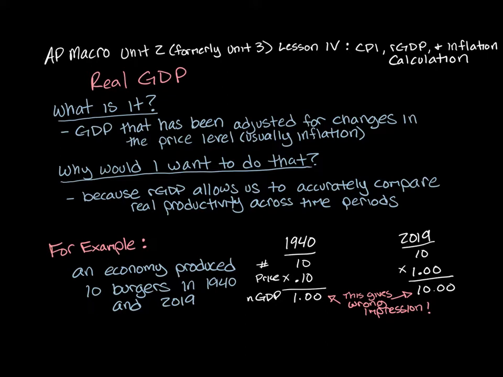If I was trying to compare 2018 to 2019, it might not be that big of a deal, only a 2% or so change in price level. But anything further back than year over year, we really need to solve for real GDP. Otherwise, we're going to get the wrong impression. So in this video, we're going to go over how we solve for real GDP. Let's get started.